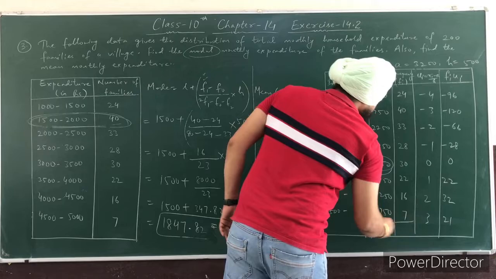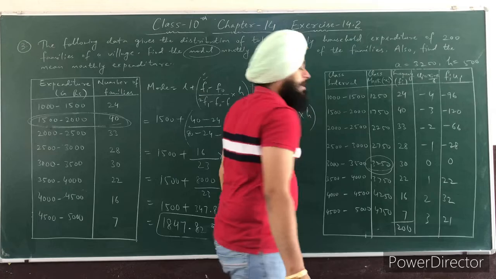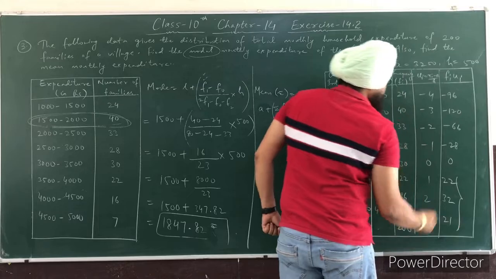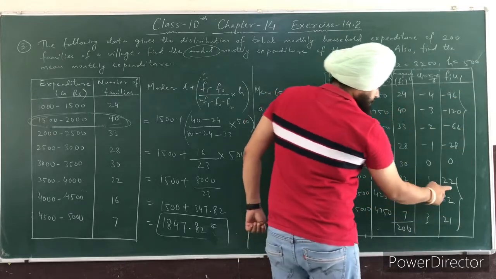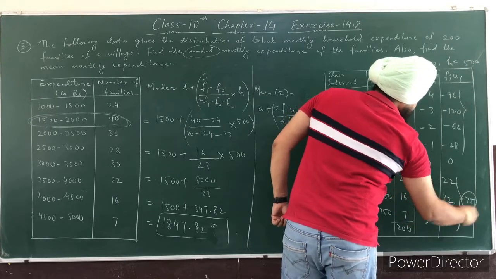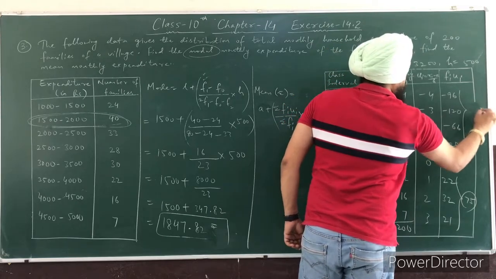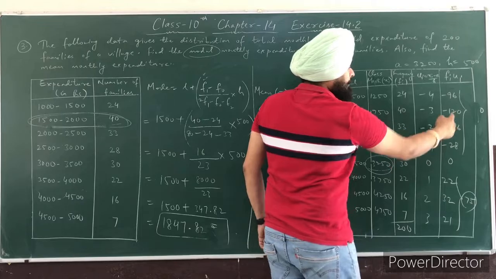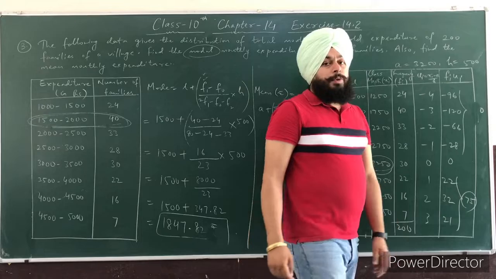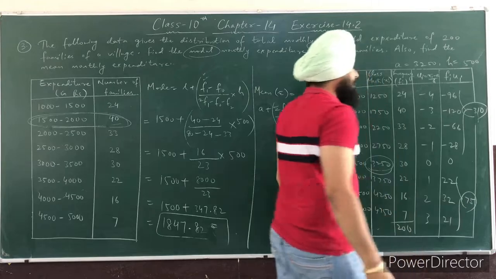The summation of fi is given already. That is, there are total how many families? 200. So the summation of fi is 200. So now find the summation of fi ui. First add the negative values: 6 plus 6 is 12, 12 plus 8 is 20, carry 2, 9 plus 2 is 11, 11 plus 2 is 13, 13 plus 6 how much? 19. 19 plus 2 is 21, carry 2, 2 plus 1 is 3. So it is minus 310.